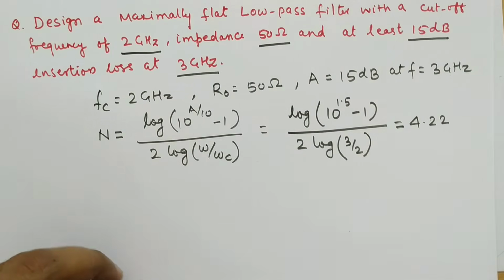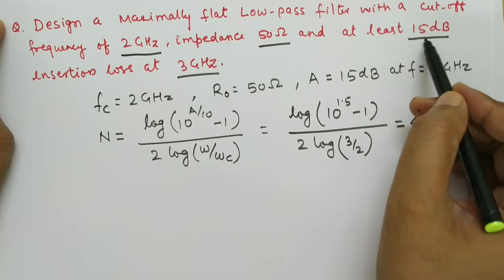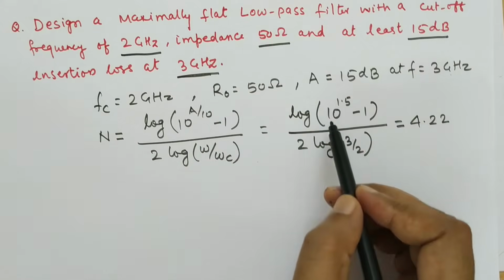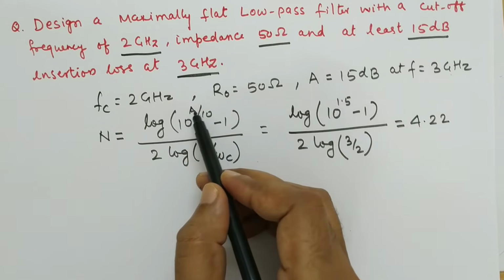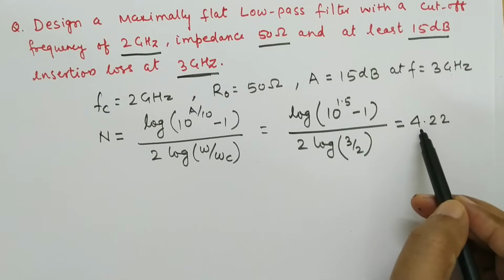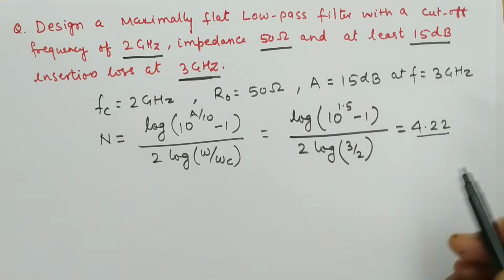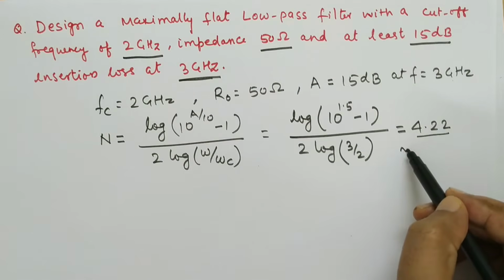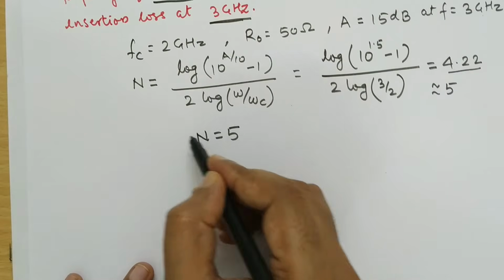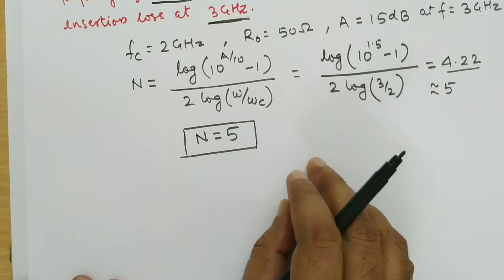As mentioned in the question, the insertion loss should be more than 15 dB at 3 GHz. So to have this larger value of A, we must have a larger value of N. So we cannot take a value lesser than this, and N is always an integer. So the nearest integer will be 5. The order of the filter is 5. That means there will be 5 elements in this low pass filter.